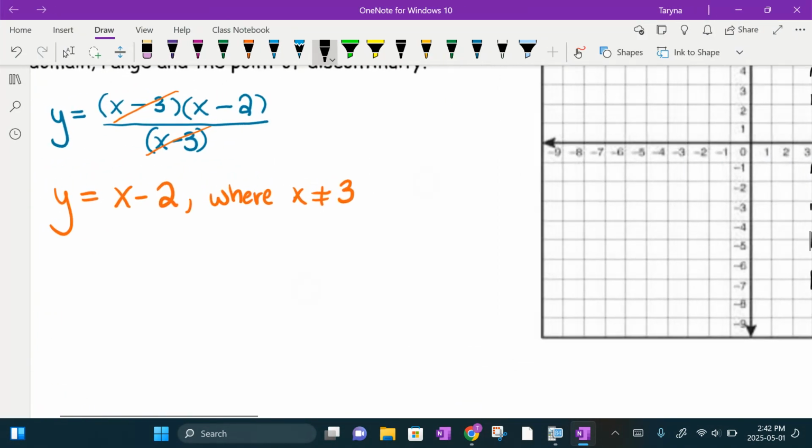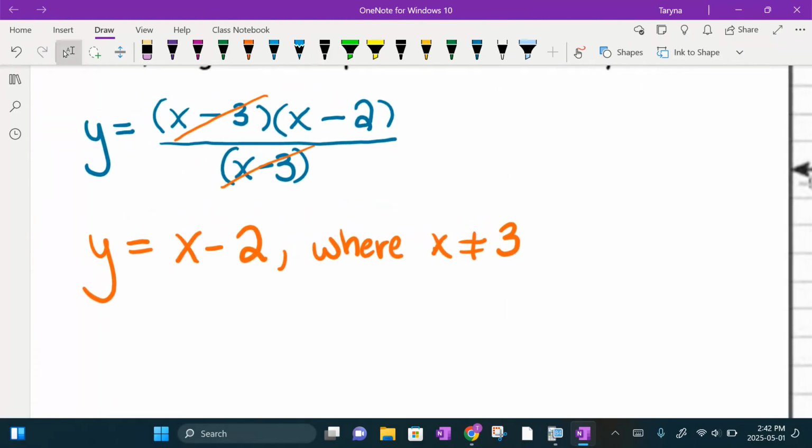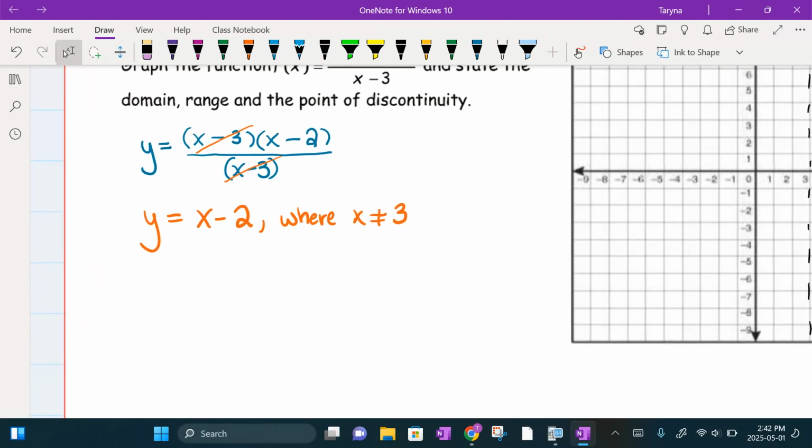Because do you guys agree that we crossed the x minus 3's out and we got an x minus 2? So to find the output of your point of discontinuity, all you do is use your simplified equation and put x into it. Does it make sense why I can't use my original? Because if I try to put my x value into my original, the calculator is going to kick me out, right? Because it's a 0 on the bottom. So, point of discontinuity.